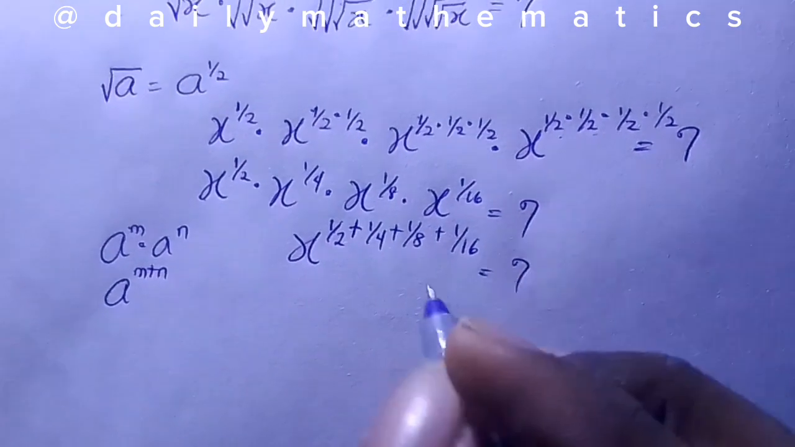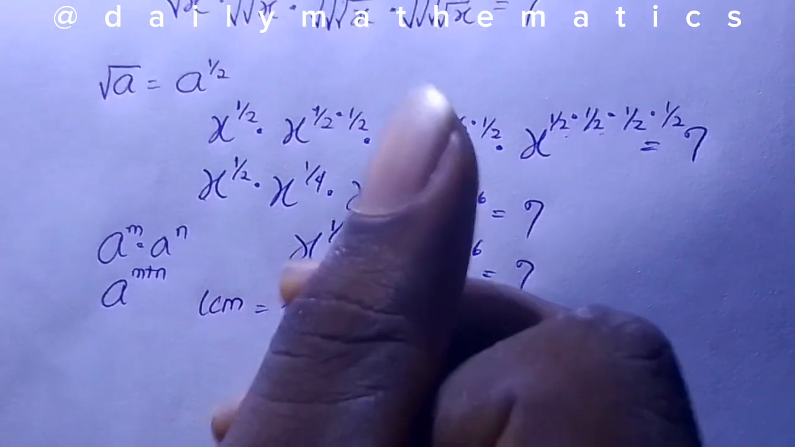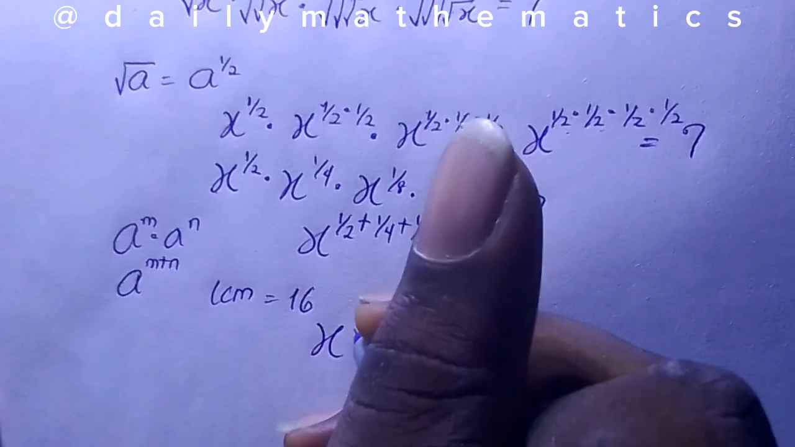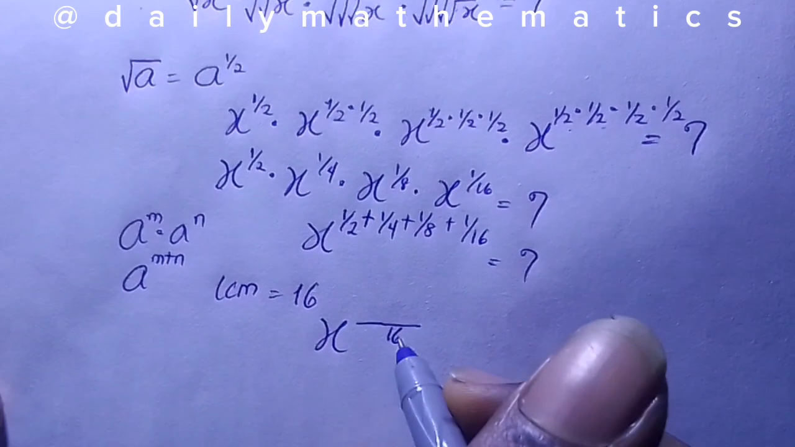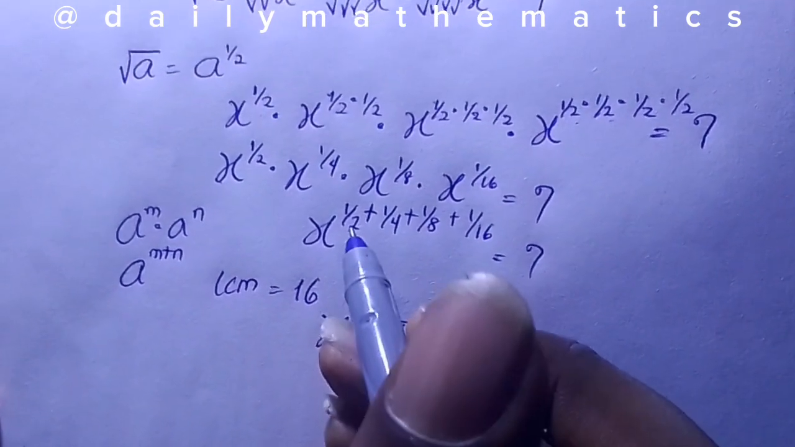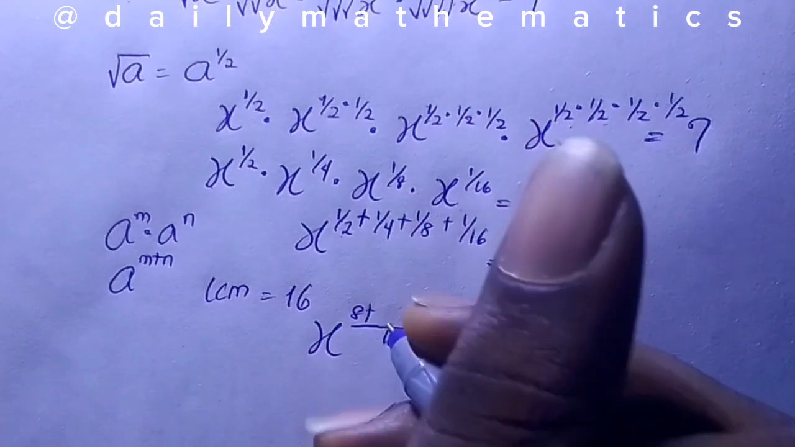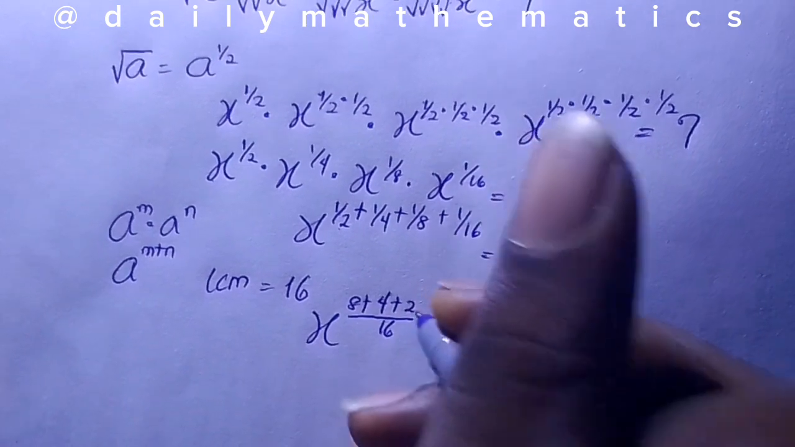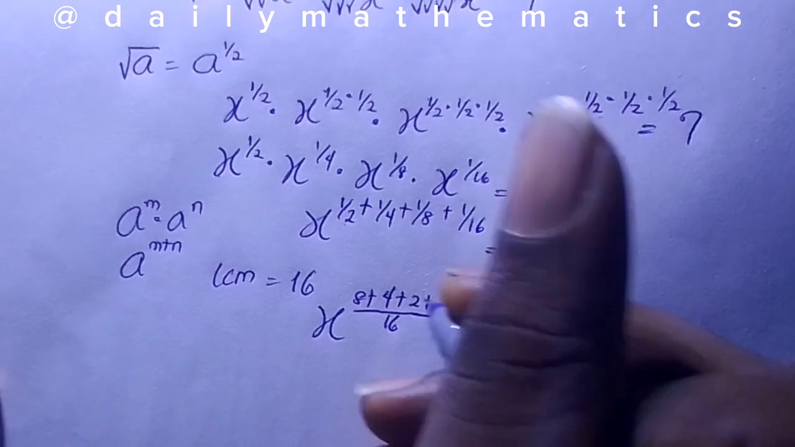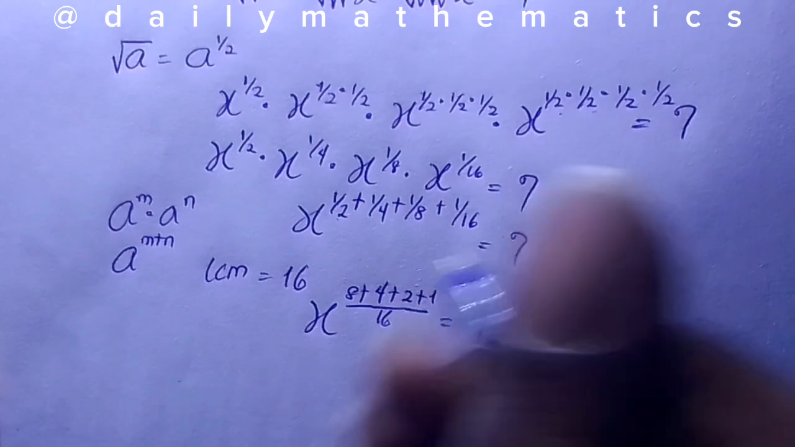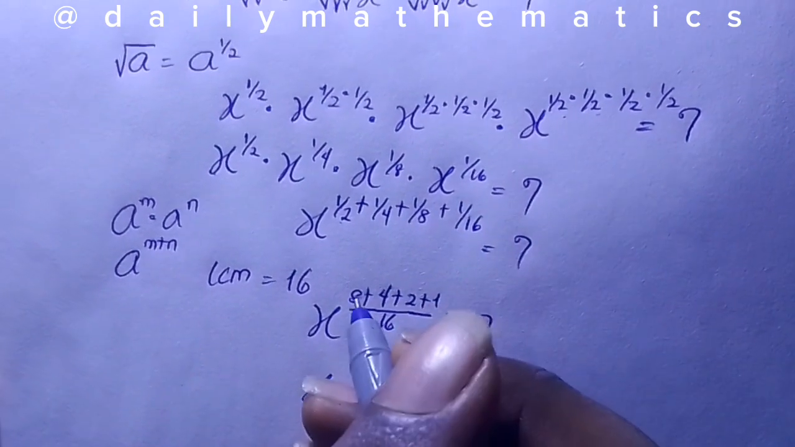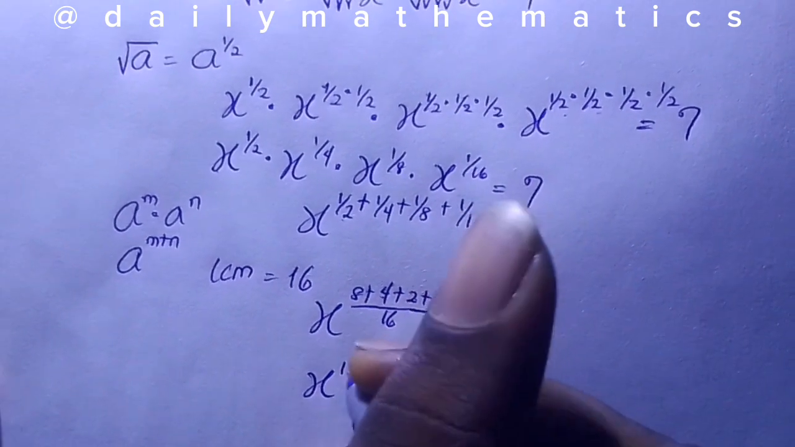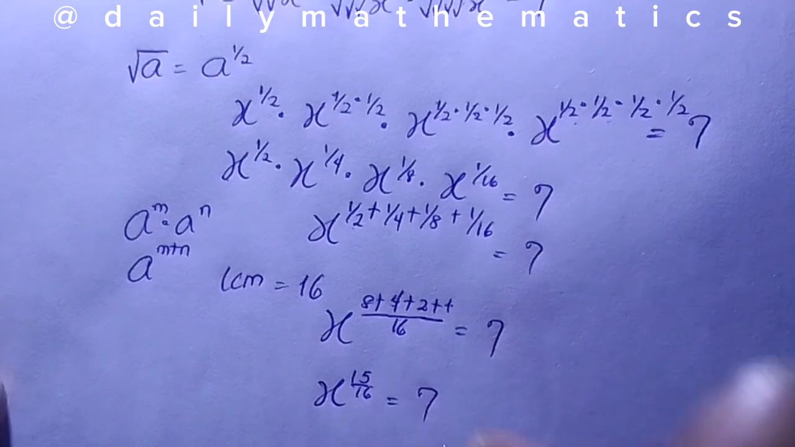Now the LCM of all these numbers is 16. So from here we have x raised to the power of, we have LCM of 16. So 16 divided by 2 gives us 8, 8 times 1 is 8, plus 16 divided by 4 gives us 4, plus 16 divided by 8 gives us 2, plus 16 divided by 16 gives us 1, equals 7. So we have x raised to the power of 8 plus 4, that's 12, plus 2, that's 14, plus 1, that's 15. 15 over 16 equals 7, right?